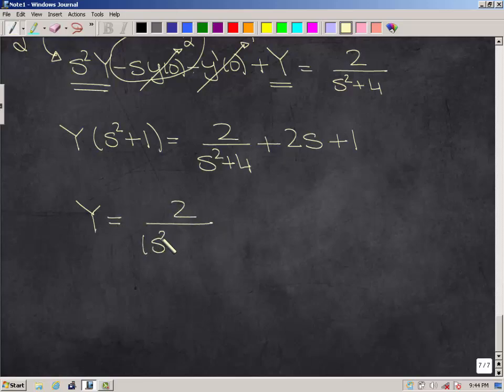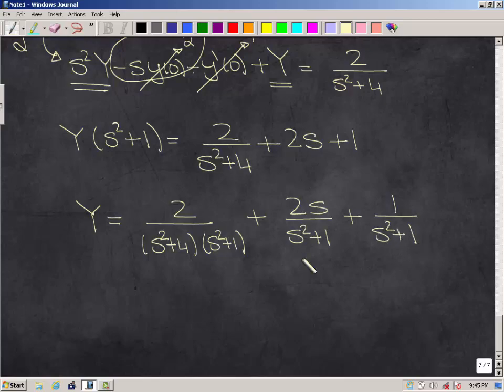combine here. We get (s squared plus 4) times (s squared plus 1), plus 2s over s squared plus 1, plus 1 over s squared plus 1. We already know the inverse Laplaces of these, because this is sine of t, this is cosine of t. We already know them, so why combine them and undo all of that later by doing the partial fraction decomposition? If you can see ahead and recognize that we already know the inverse Laplace of this, don't combine them.